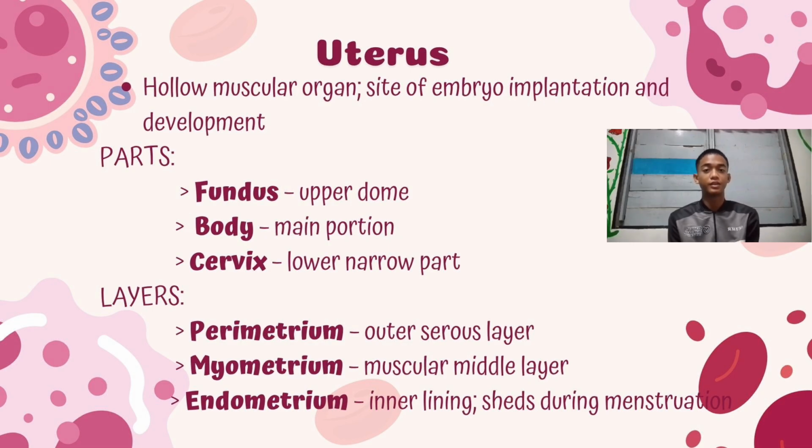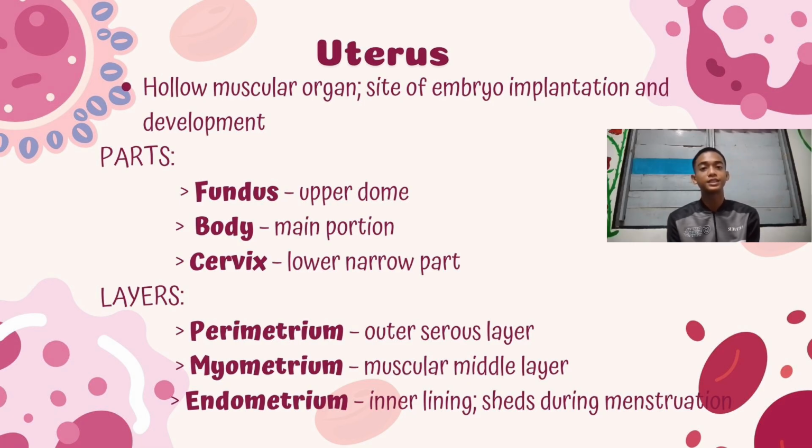And we'll discuss the uterus. The uterus is a hollow muscular organ. This is the site of embryo implantation and development. The uterus has three main parts: the fundus, the upper dome, where the uterine tubes connect to the main body. Then the body is the main portion of the uterus. And lastly, the cervix, the lower narrow part of the uterus.